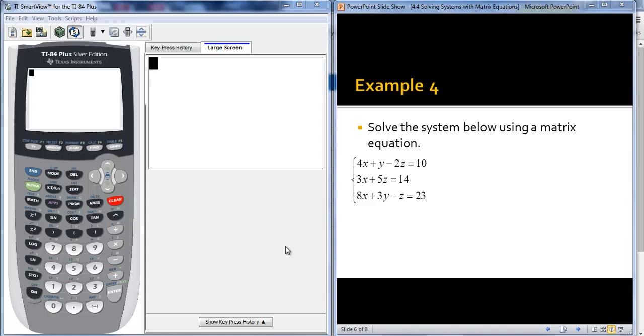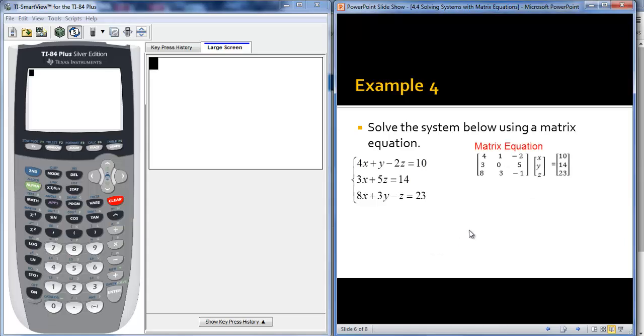Okay, so we have a new problem here. This is a 3 by 3. We're going to do this completely by hand, and we're going to do that by setting up our matrix equation. So I'm going to go ahead and click through on the PowerPoint here real quick. And so our matrix equation is going to look like this.